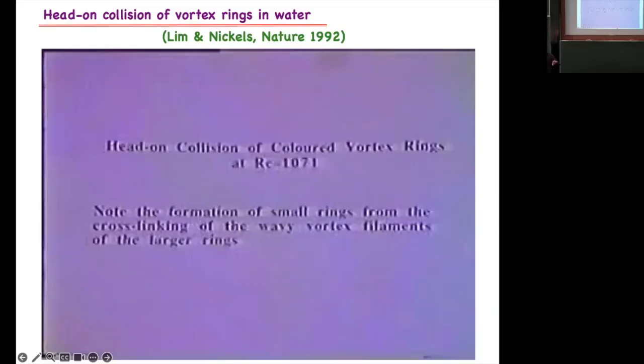And why? Because not only do you want to shoot two rings one against the other perfectly on the same axis, which is already difficult, but then you want to color them, one blue and one red, to see what happens. So this is the beginning of my story for reconnection, because of course they collide and they reconnect.